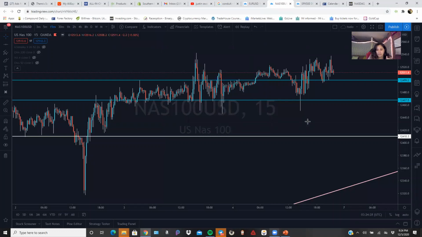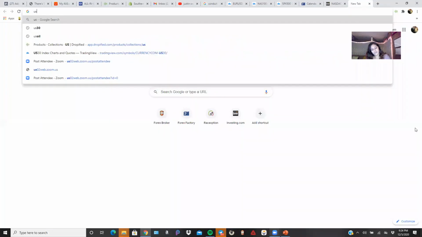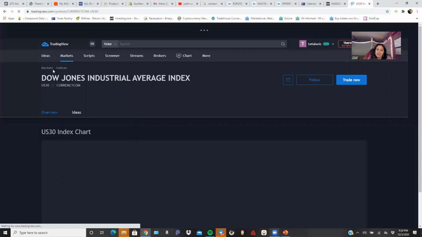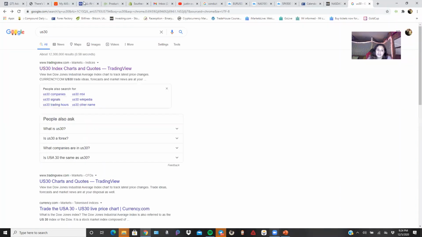What holds the airport stocks? US 30 actually has Boeing in there. US 30 has Apple, Microsoft, 3M. US 30 has all your major companies, that's why it's the top 30 companies in the US.